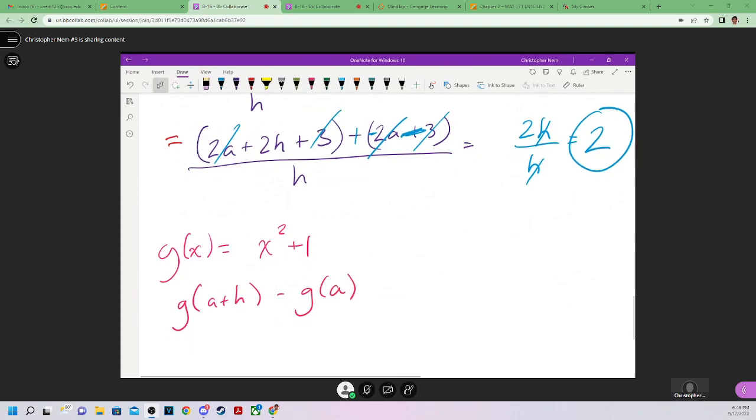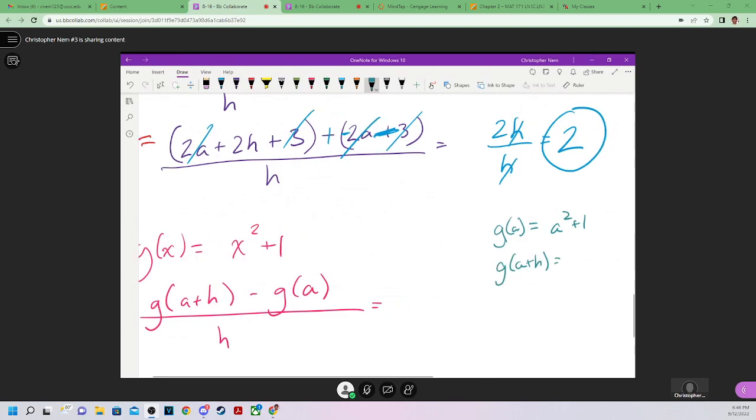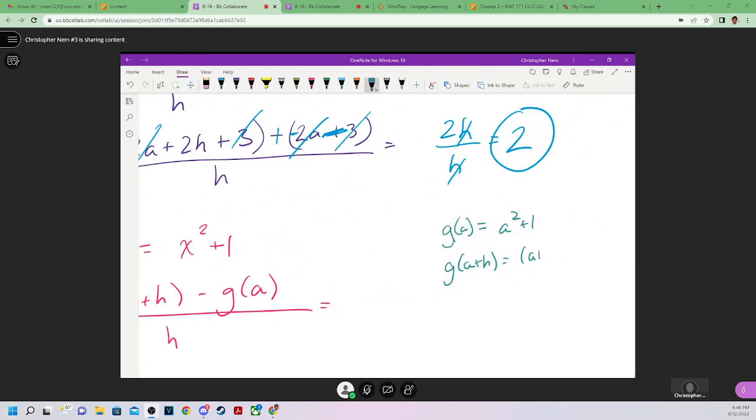And you'll see the motivation after we calculate all this, what I'm trying to show you guys. Well, let's calculate g of a plus h, or g of a. That's going to be a squared plus 1. g of a plus h, which is going to be a plus h squared plus 1, which is equal to a squared plus 2ah plus h squared plus 1.